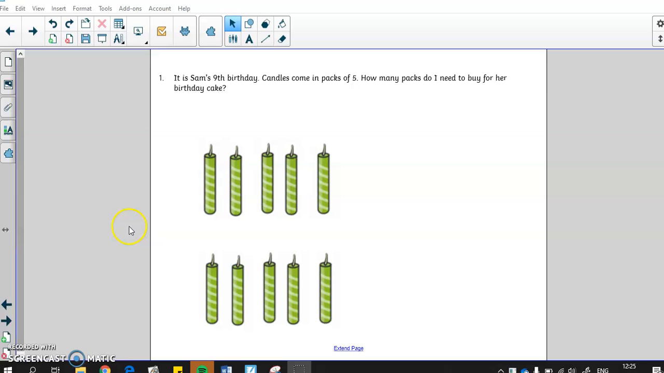In order, it said number 1. It's the first on this page. This is problem number 2. It is Sam's 9th birthday. Candles come in packs of 5. How many packs do I need to buy for her birthday cake?